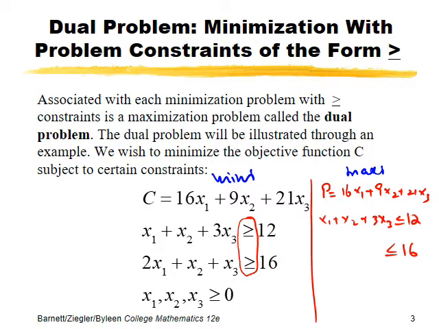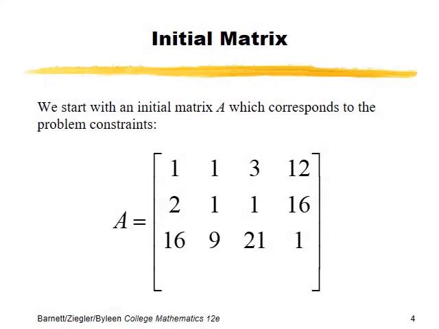How can we differentiate between them? In case of minimization, you will be given a cost function. In case of maximization, you will be given a profit function. In case of minimization, your constraints will be in greater than or equal form, but in case of maximization, your constraints will be in less than or equal form. So this is the difference between the dual or minimization problem and the maximization problem.